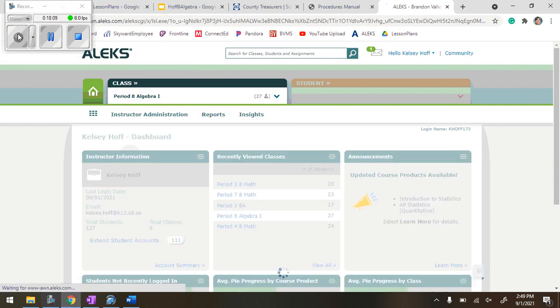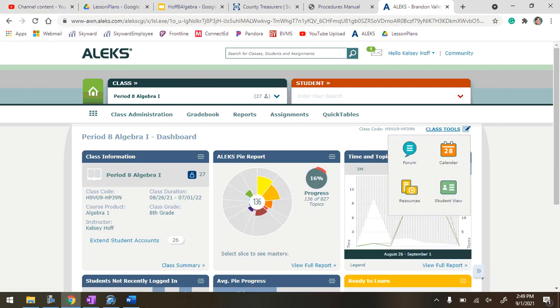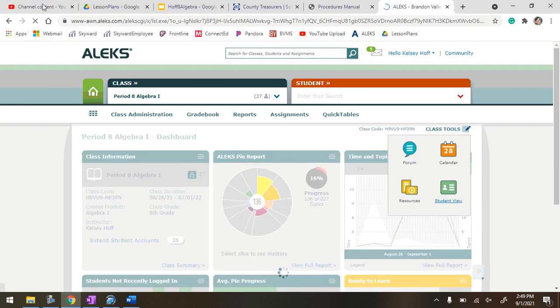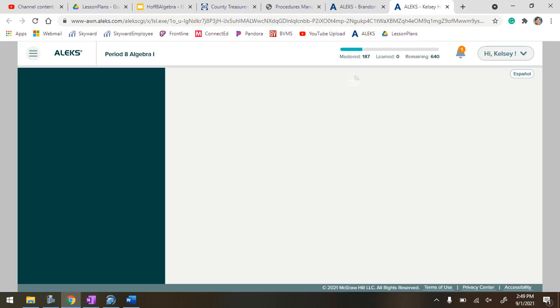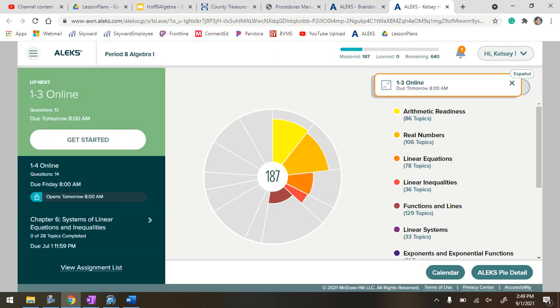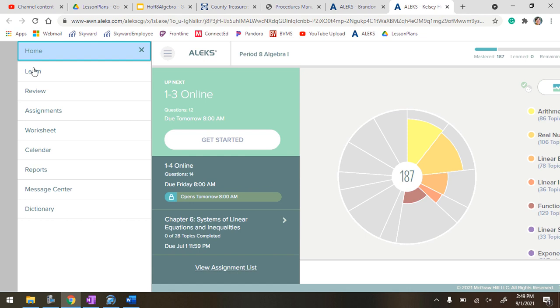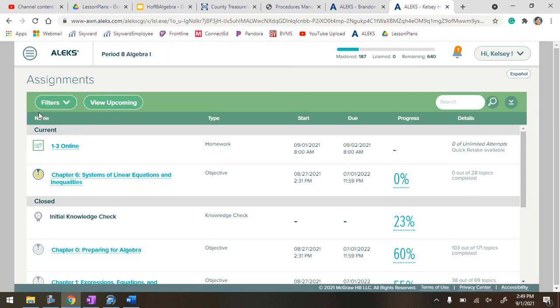Okay, so if I get into your class, when you guys log in today, if you finished your knowledge check, this is what your screen will look like. So on the left-hand side, it shows you 1-3 and you can get started. Another way you can always access it is these 3 horizontal lines and then go down to assignments.